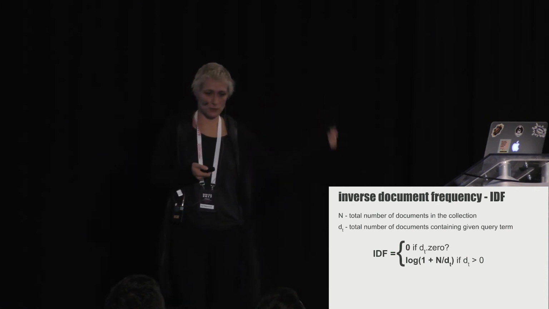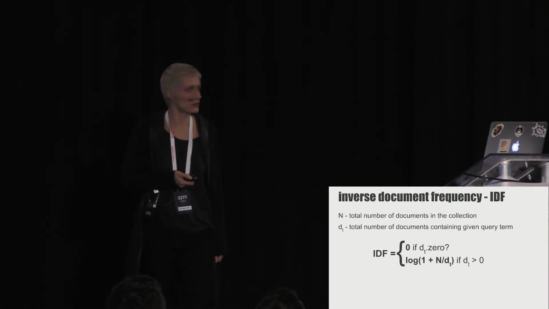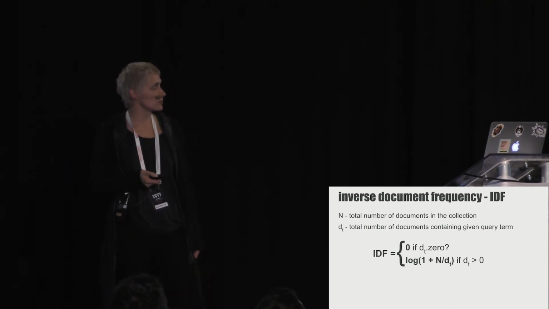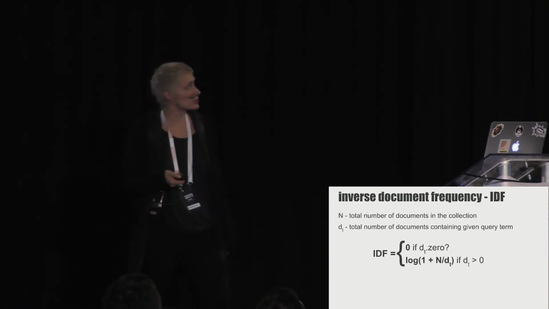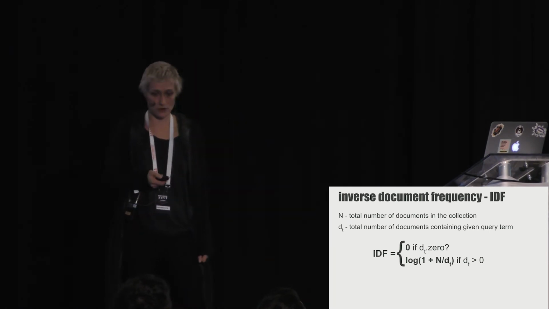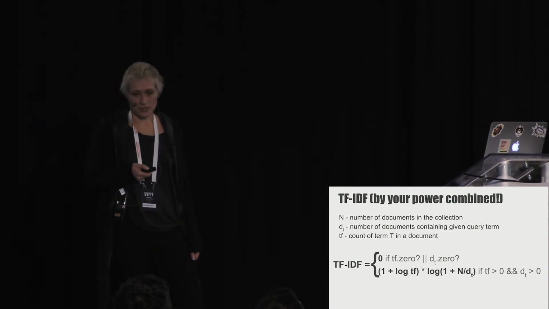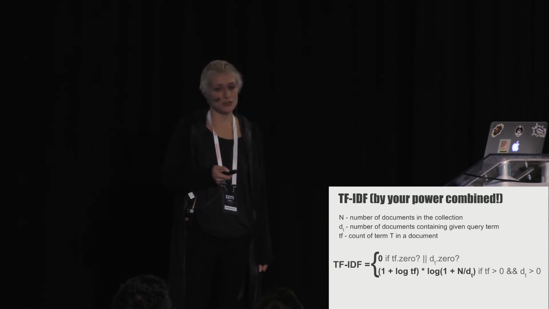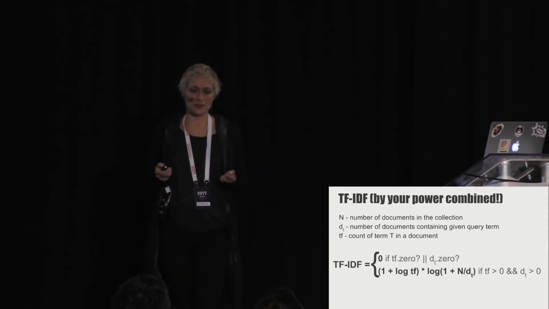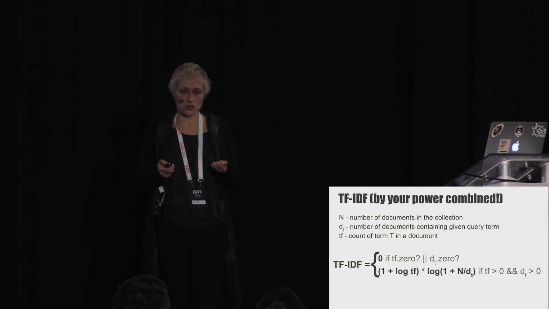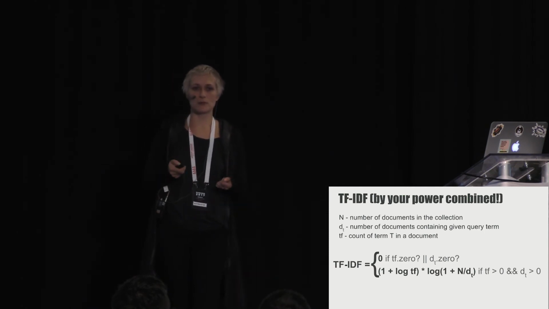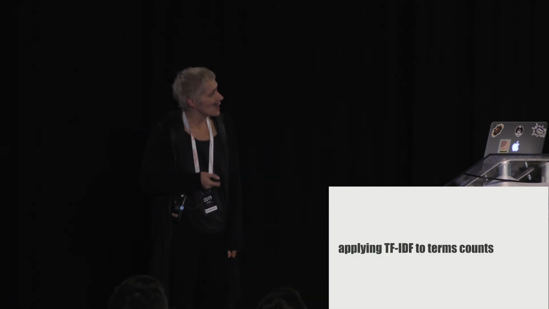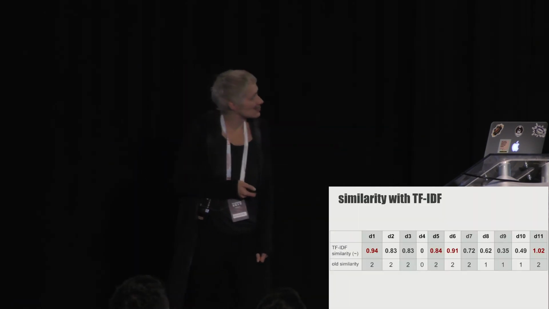And again, wise people of information retrieval came with this nice formula, and we take into account total number of documents in the collection and the total number of documents containing given query term. And we need to combine those formulas to get, as you can see, TF-IDF. TF-IDF is a weight or a measure that can be applied to count of terms in a document. And let's do it.